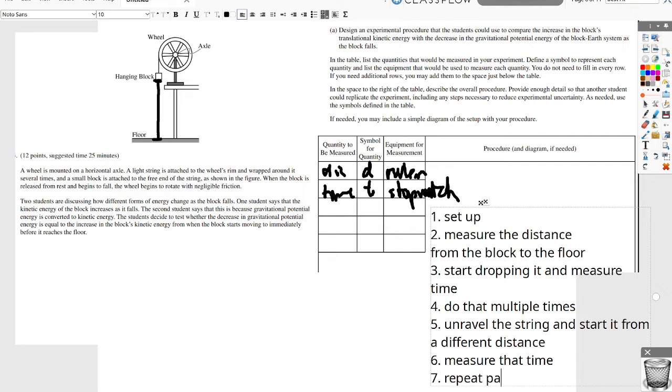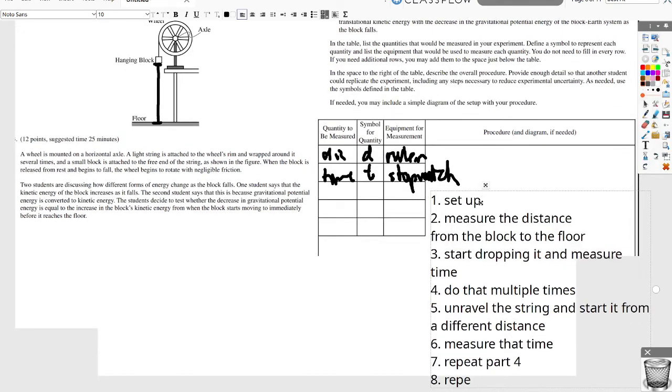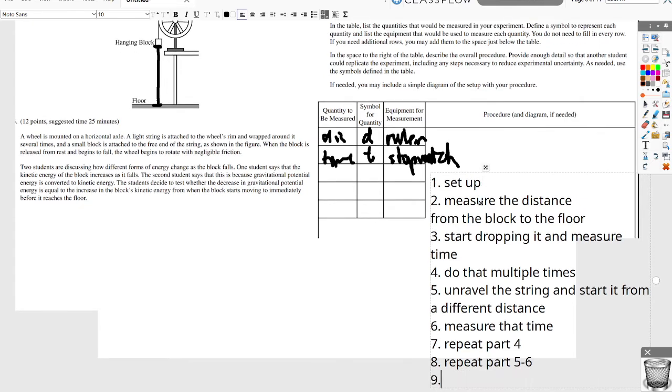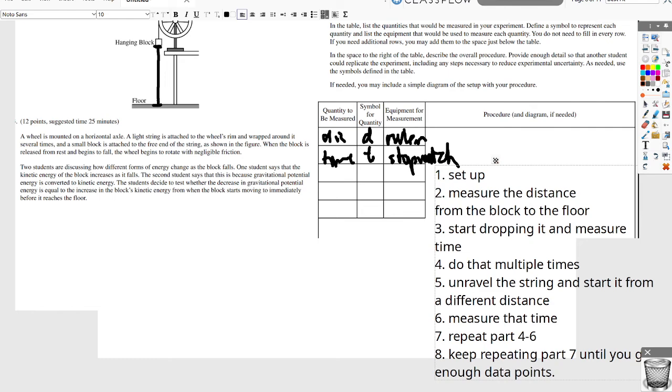Repeat part 4. 8, repeat part 5, and repeat parts 5 through 6. And then we keep going. 9, keep repeating parts 7 and 8. Or I guess we could say: parts 4 through 6, and then keep repeating part 7 until you gather enough data points. And I think that's it.